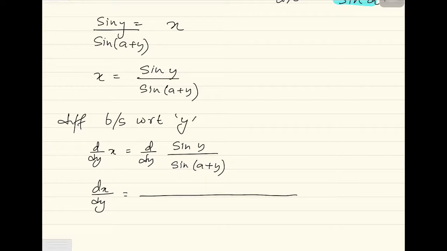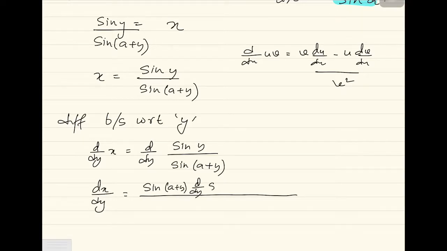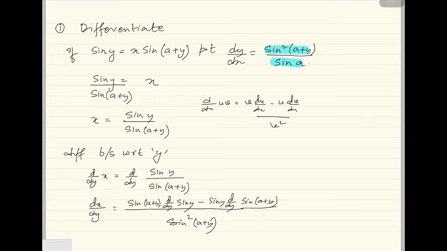I'll just write it down here. d/dx of u/v equals v du/dx minus u dv/dx, divided by v². Remember this, isn't it? So the second, sin(a + y), into d/dy of sin y, the first one, and minus sin y, the first one, into d/dy of sin(a + y), divided by sin(a + y) whole squared. So I can write the square here. Correct?